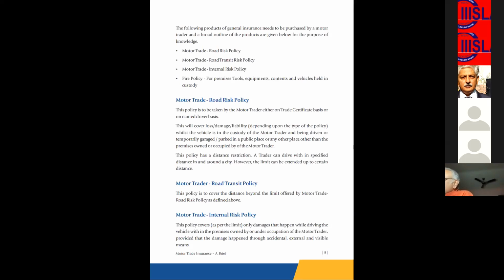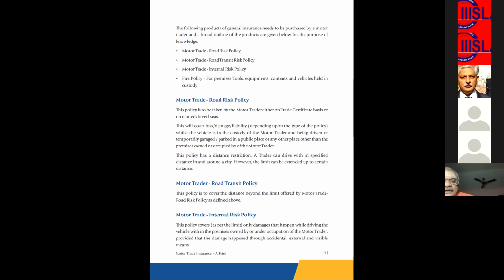Scope of policy is the same. Exclusion is the same for road risk policy. The only thing is, premium charging will depend upon the number of trade certificates or the number of named drivers that are declared for insurance. Only the premium calculation will vary, otherwise it will not vary.